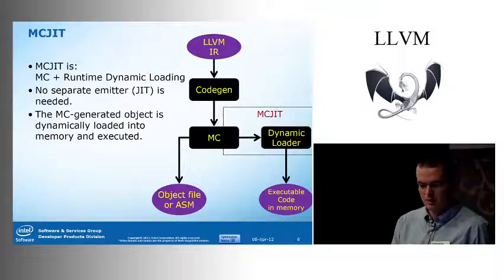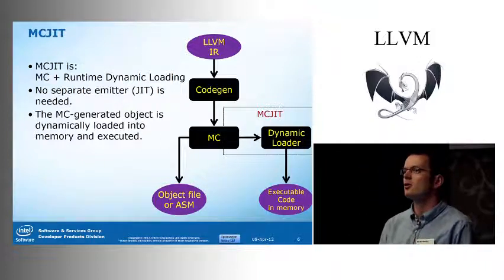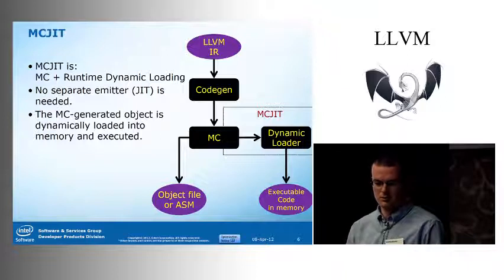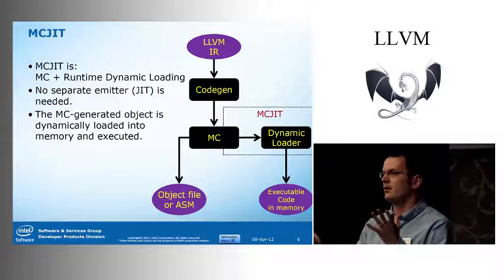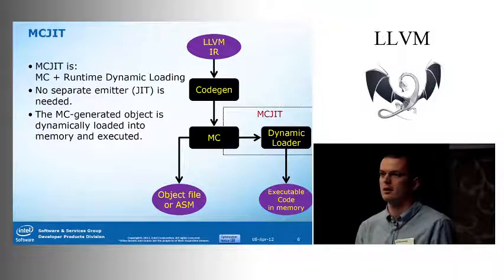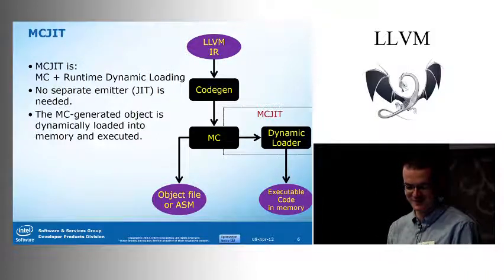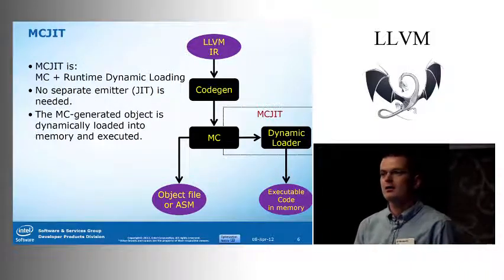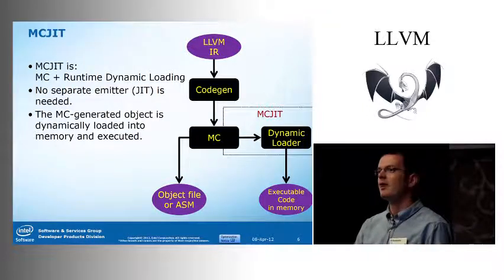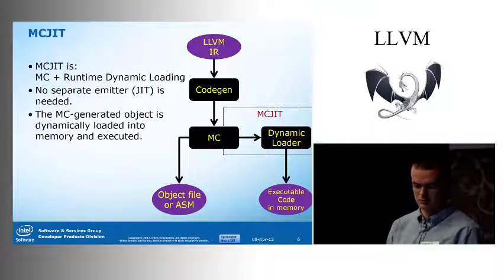So what does MCJIT do? MCJIT says, okay, so we have an object file in memory before it gets written to disk, so let's not write it to disk, let's execute it. So we'll take this in-memory entity, which is encoded in a standard object file format, for example ELF on Linux or Mach-O on OS X, and we perform dynamic linking and loading of it to be able to actually run it.